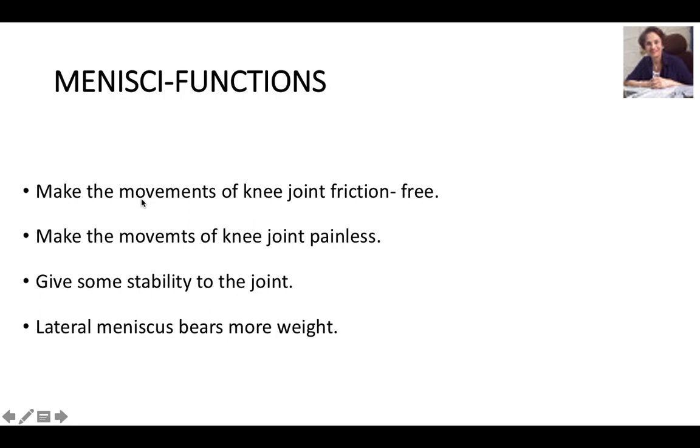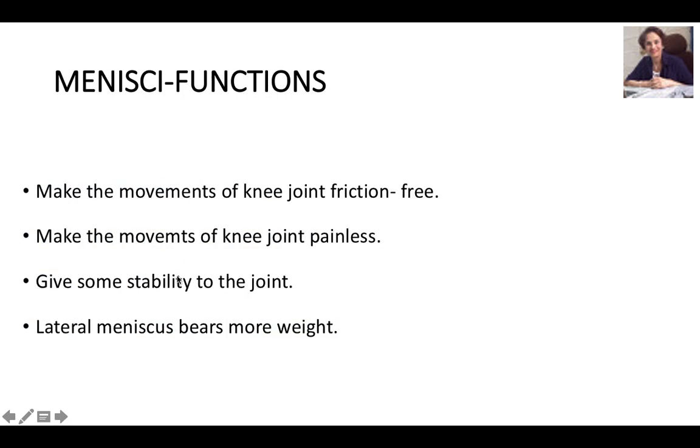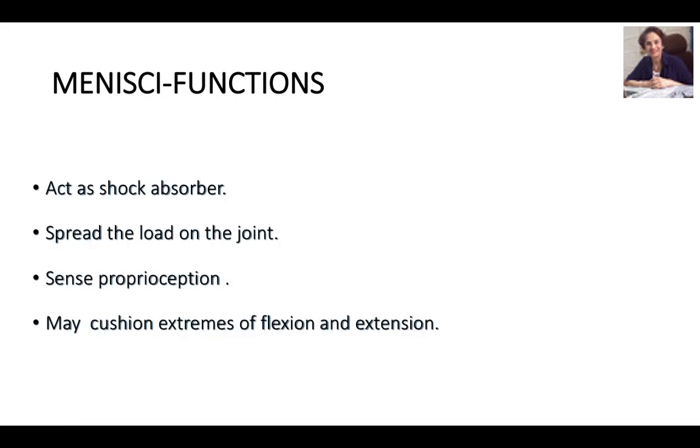It makes the movements of the knee joint friction free and painless, gives stability to the joint, and the lateral meniscus bears more weight. It acts as a shock absorber. It spreads the load on the joint. Because it is supplied by nerves, it also gives a sense of proprioception, or the sense of what the movement is, that is how much flexion, extension, etc. That is called proprioception. It may cushion the extremes of flexion and extension.